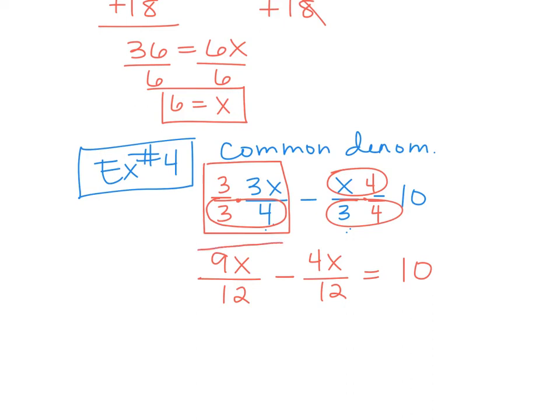What is 9x? Is it plus or minus? Minus. What's 9x minus 4x? 5x. Okay? What's my denominator? 12. Don't add those.